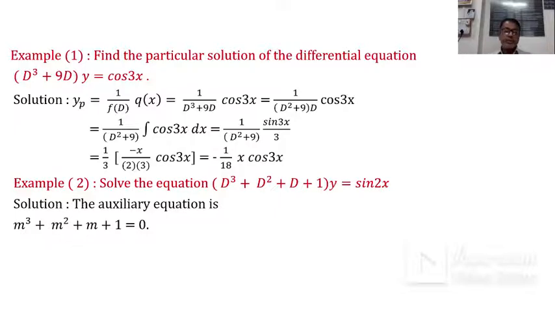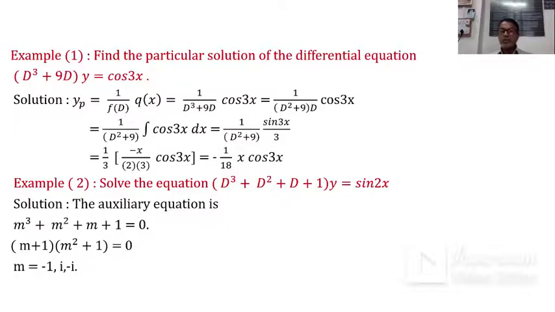Now, from the first two terms, take m square common, we obtain m plus 1. From the next two terms, we take 1 common, then in the bracket m plus 1, then m plus 1 common, we get m plus 1 into m square plus 1 is equal to 0. We factorize this m square plus 1 as m minus i and m plus i. Therefore, the values of m are minus 1, i, minus i.